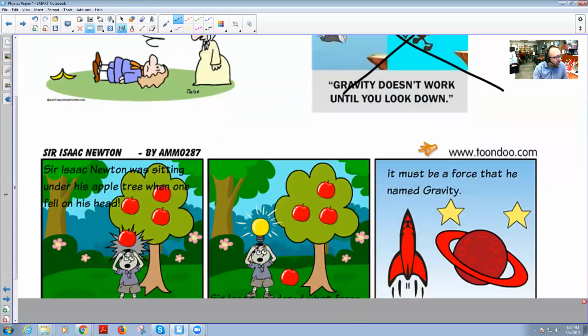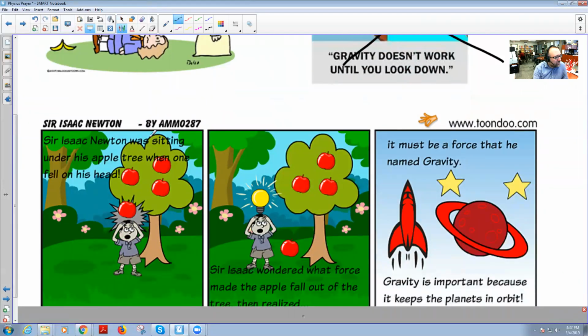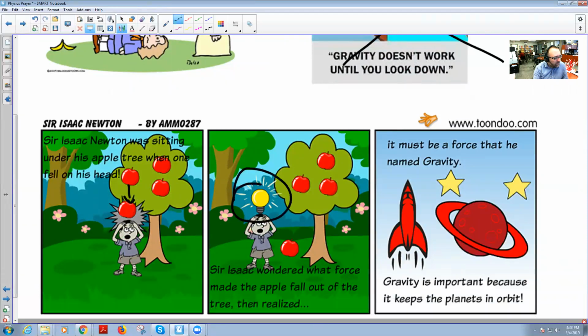I like this one because it's showing the little boy, Sir Isaac Newton, sitting under his apple tree when one fell on his head. As we see, one of them fell, and at that same moment he got an idea. He wondered what made that apple fall out of the tree, then realized it must be a force that he named gravity. And this is the important part. Gravity is important because it keeps the planets in orbit, and that's basically what we're going to be looking at in this topic, and more, of course, how they stay in orbit and everything.